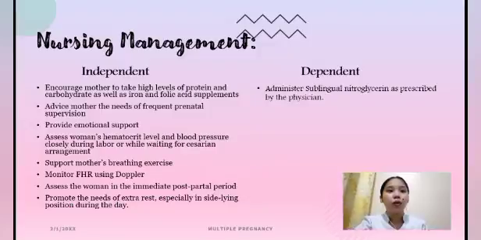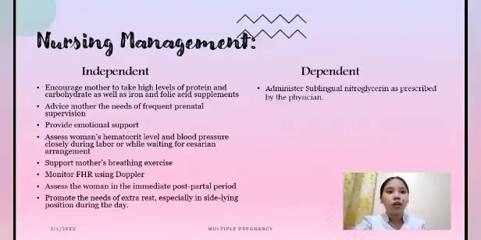Next, assess the woman's hematocrit level and blood pressure closely during labor or while waiting for cesarean arrangement. Anemia and gestational hypertension occur at a higher than usual incidence, so we must monitor the hematocrit level and BP of a woman with multiple pregnancy. Next, support the mother's breathing exercise. It is to minimize the need for analgesia or anesthesia during labor, and also to minimize any respiratory difficulties the infant may have because of immaturity.